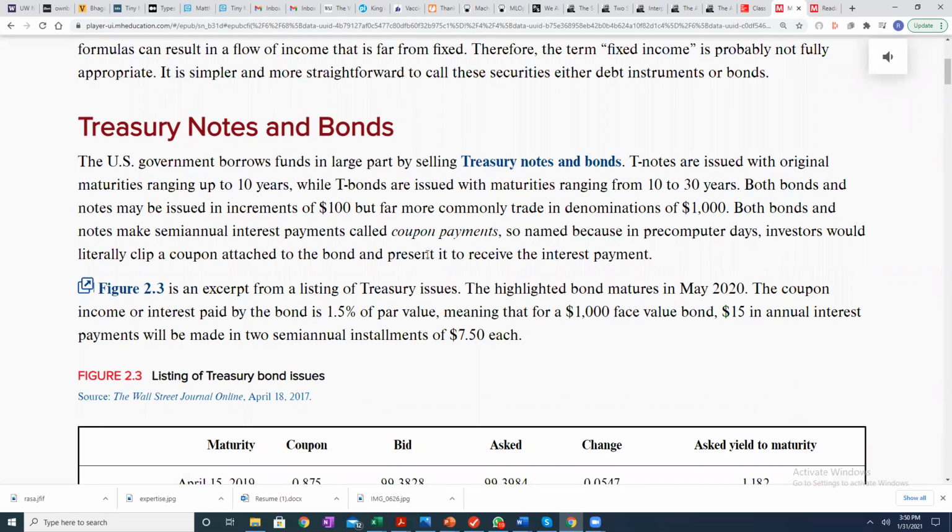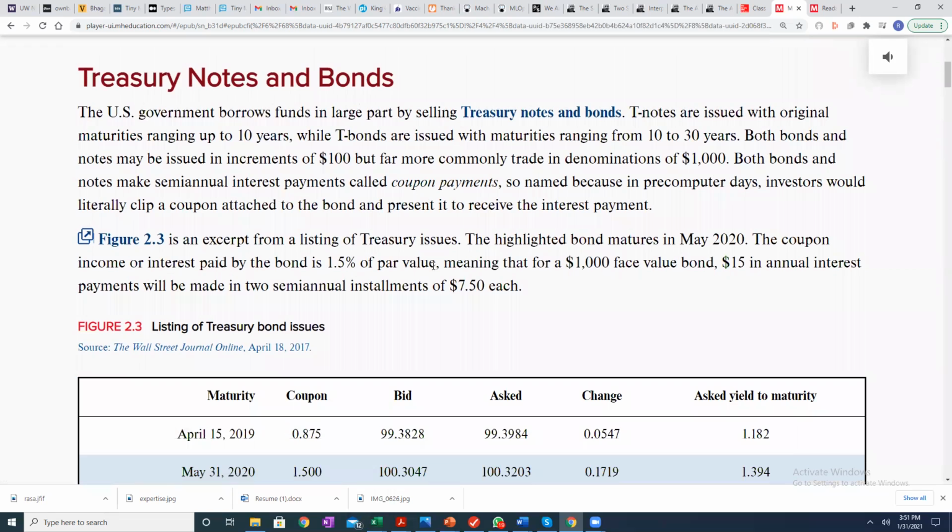Then we have Treasury notes and bonds. T-notes are issued with original maturities of up to 10 years. Both bonds and notes may be issued in increments of $100, but far more commonly trade in denominations of $1,000. Both bonds and notes make semi-annual interest payments called coupon payments.